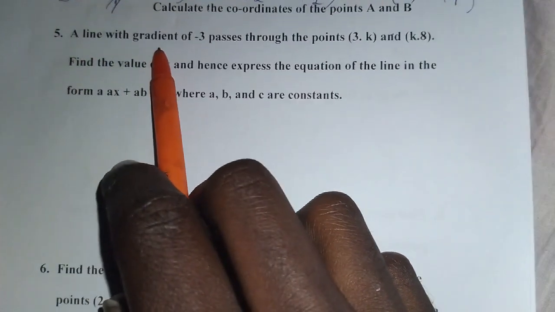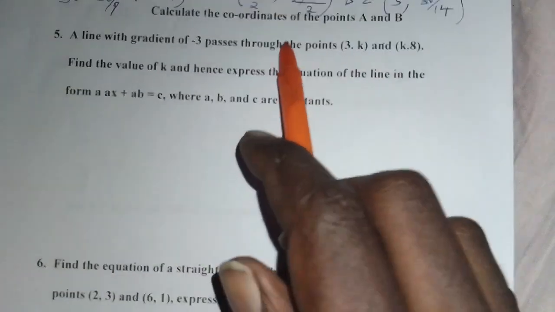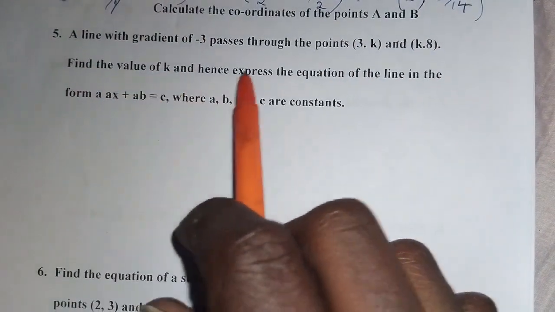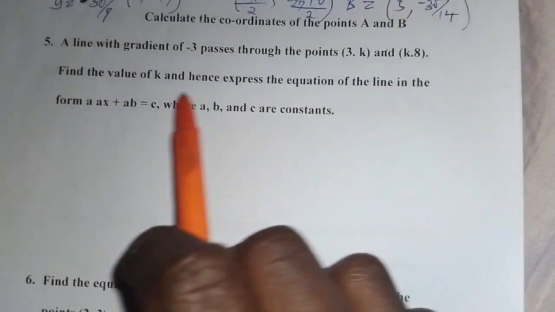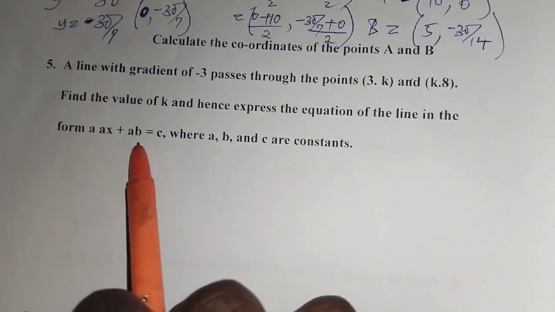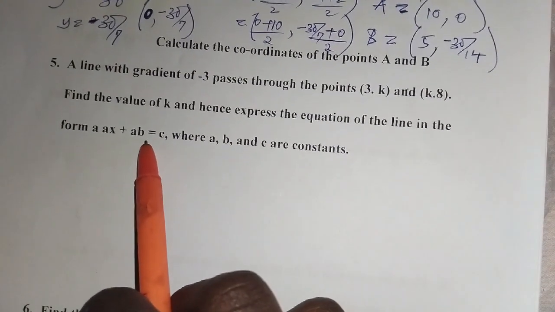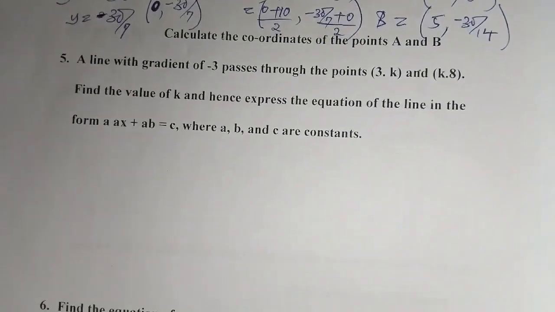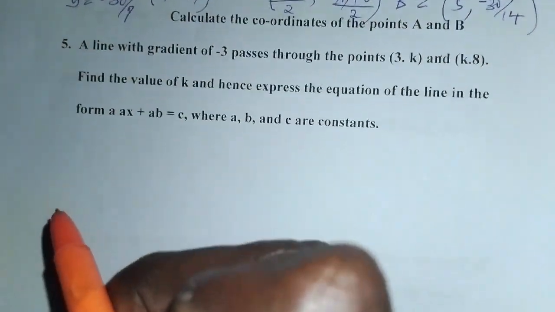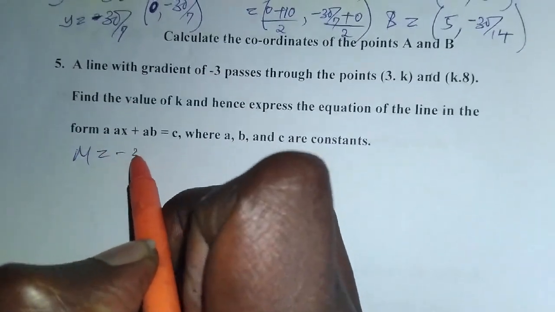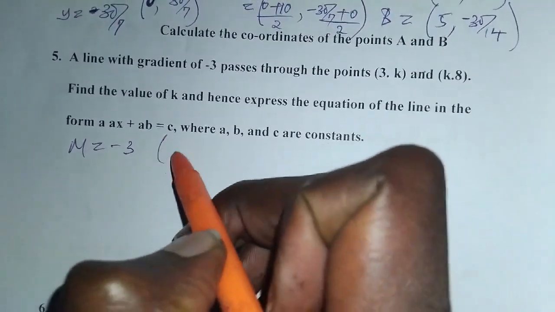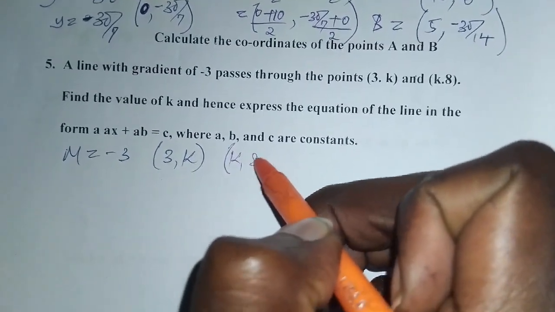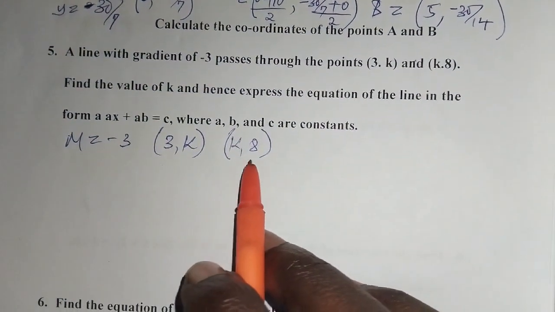If a line with the gradient of negative 3 passes through points (3, k) and (k, 8), find the value of k. Hence express the equation of the line in the form ax + by = c, where a, b and c are constants. So you are given the gradient negative 3, then the 2 points we have (3, k), then we have (k, 8). So you know that gradient is equals to change in y over change in x.